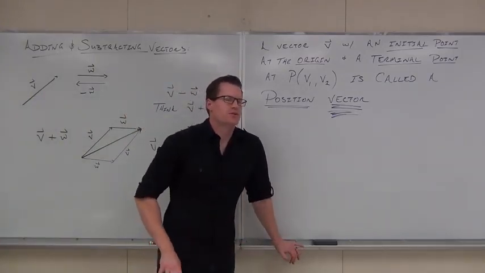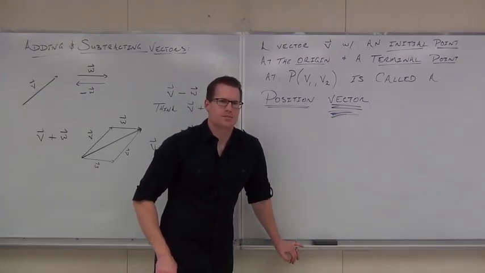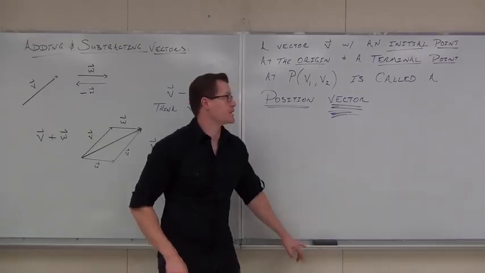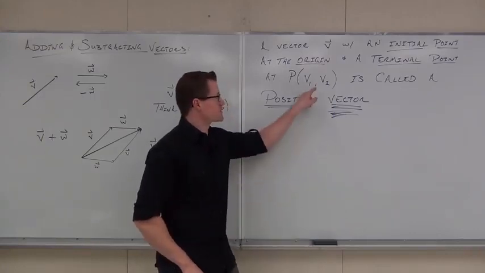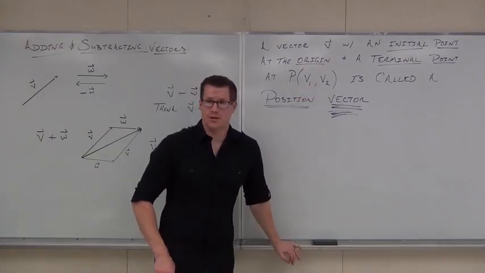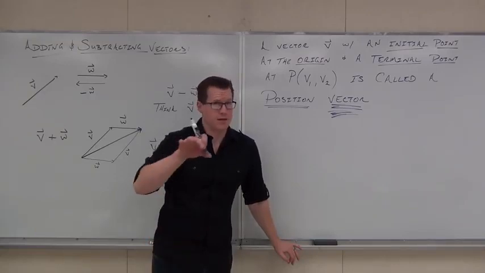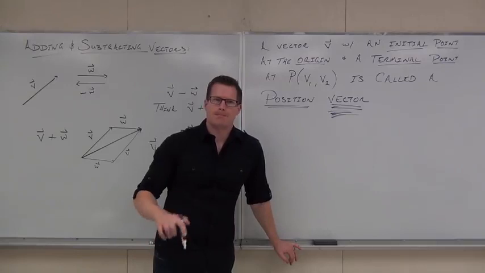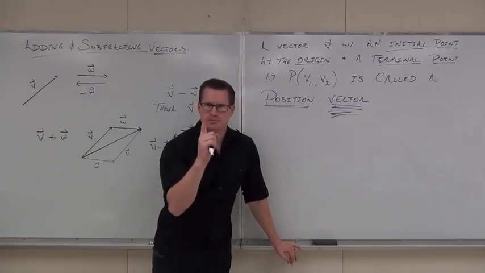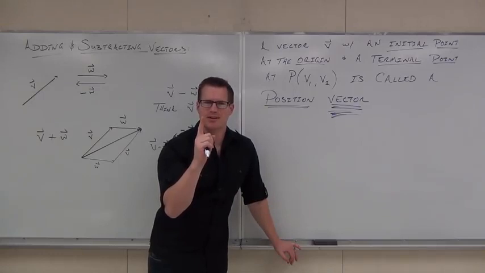Here's a question for you. How many vectors could start at the origin? How many unique vectors could start at the origin and end at that specific point? Have an initial point at the origin and end there. How many? Solamente uno. Rosetta Stone's paying off, by the way. I think that means only one.